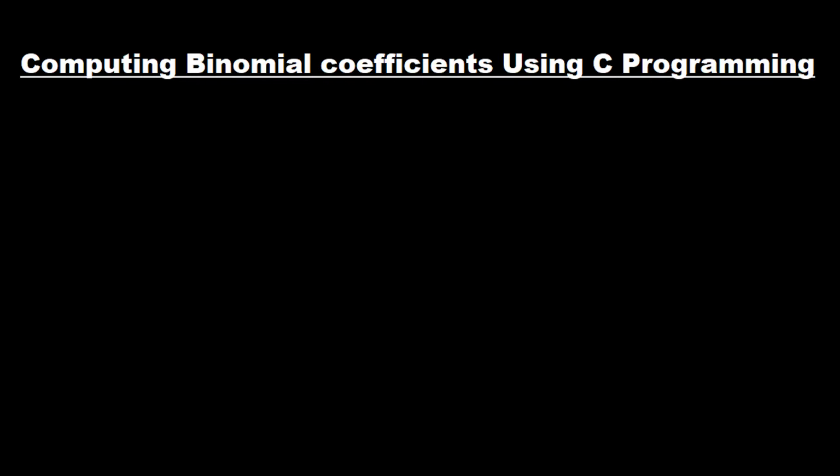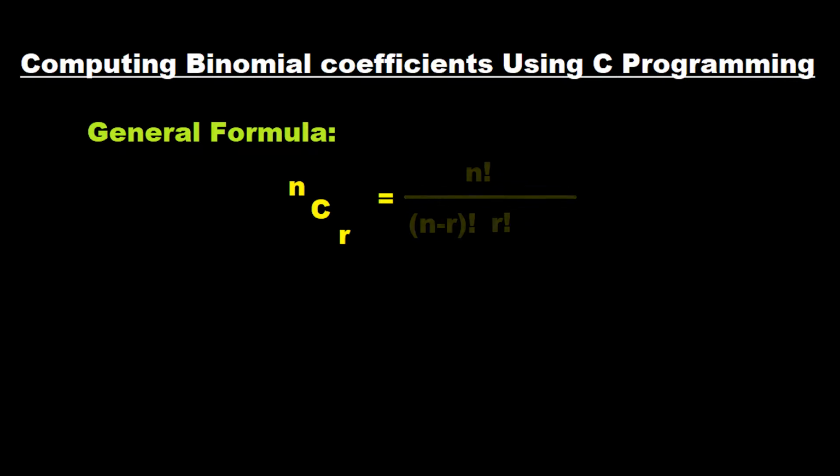program. As I told you, to compute the binomial coefficients, we need to first know about a formula of the binomial coefficients. As you can see here, this is the formula for the binomial coefficients. It is nCr equal to n factorial divided by (n minus r) factorial into r factorial.